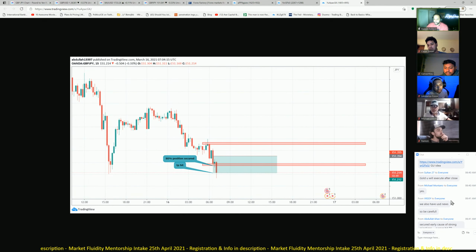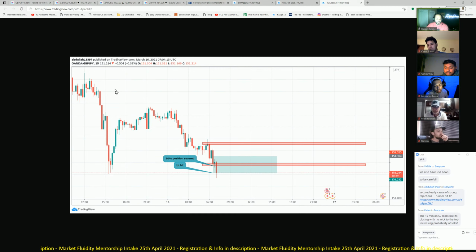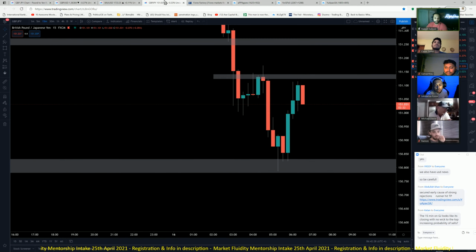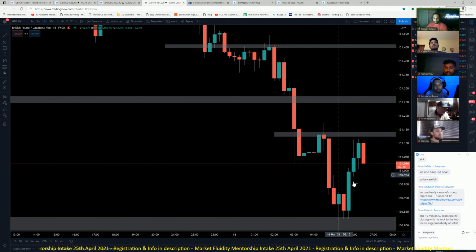Let's take a look at this. This is secured positions, 15-minute time frame. Secured because of strong rejections, runner TP. Oh, nice. So your runner hit TP over here. I think this was overnight. Yeah, I think so. Somewhere around here.